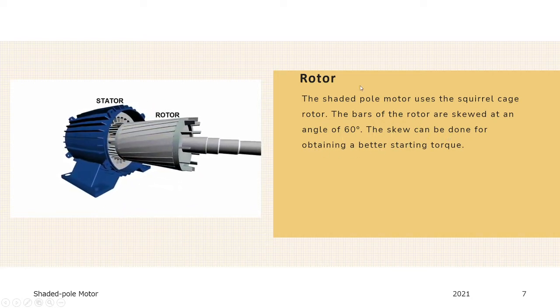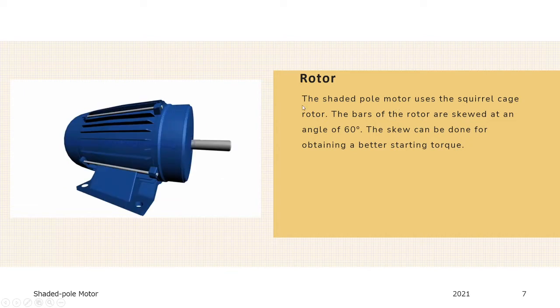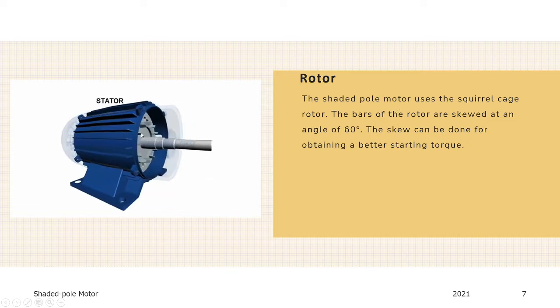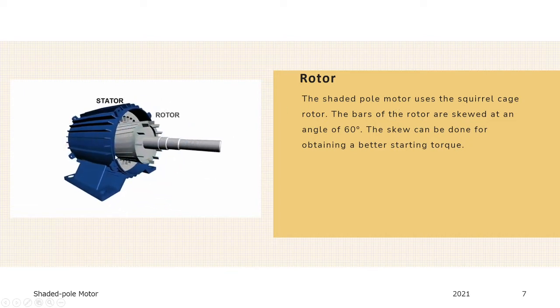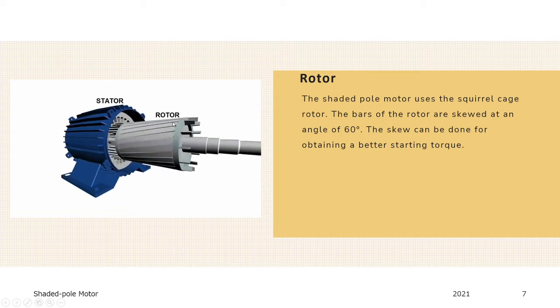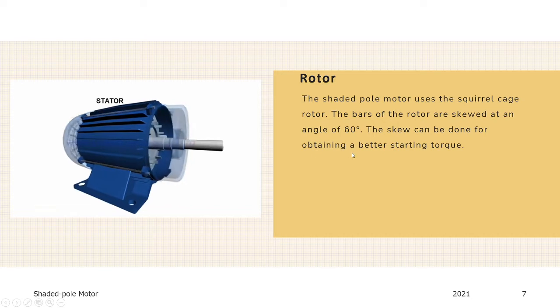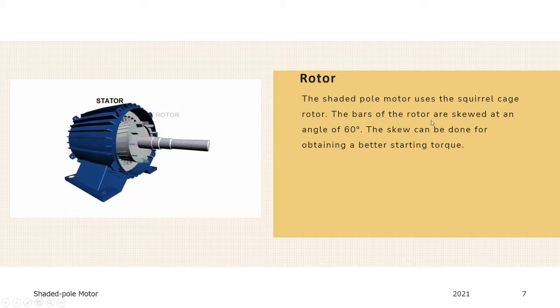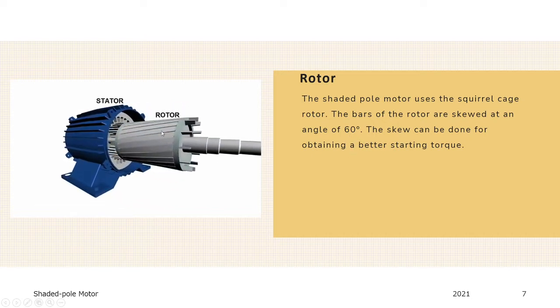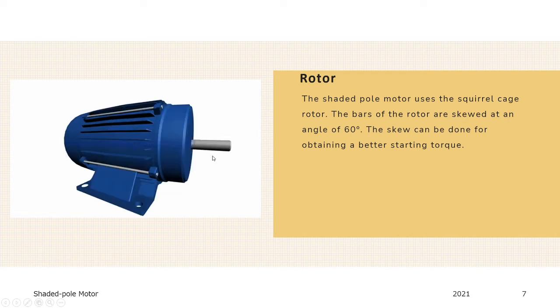So yun po, kaya po siya tinawag na squirrel cage rotor kasi po, paikot po siya parang yung laruan po ni squirrel. Kasi yun po, yung skew po niya can be done for a better starting torque. Ito po. Kaya po ganun.